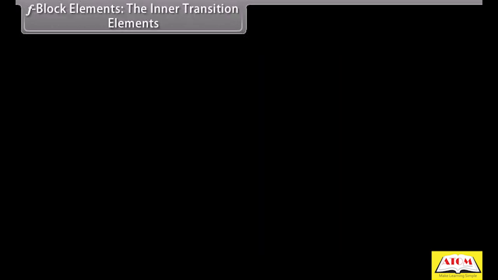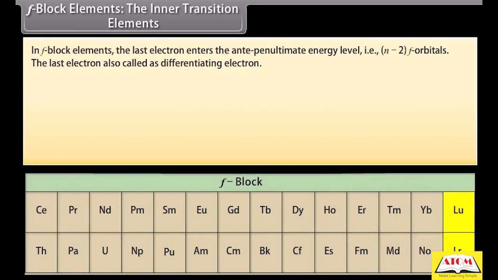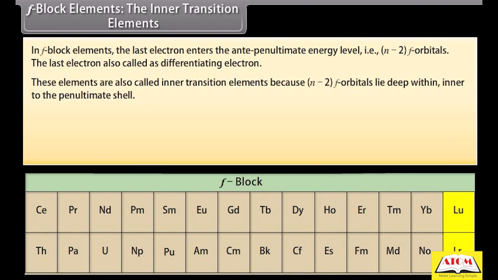F-block elements. The inner transition elements. In F-block elements, the last electron enters the anti-penultimate energy level, that is (n-2) f orbitals, where n can be 6 or 7. The last electron is also called the differentiating electron. These elements are also called inner transition elements because (n-2) f orbitals lie deep within, inner to the penultimate shell.